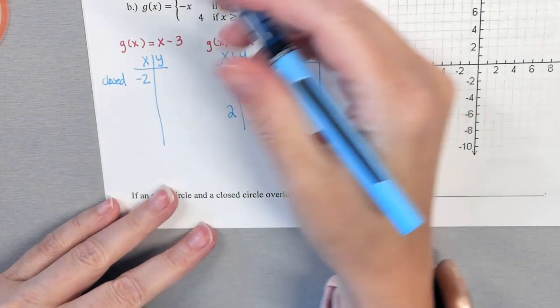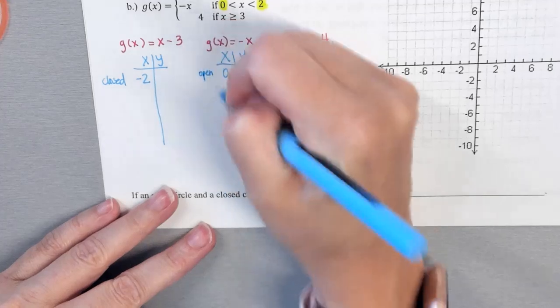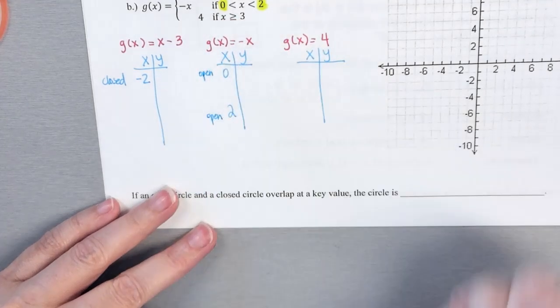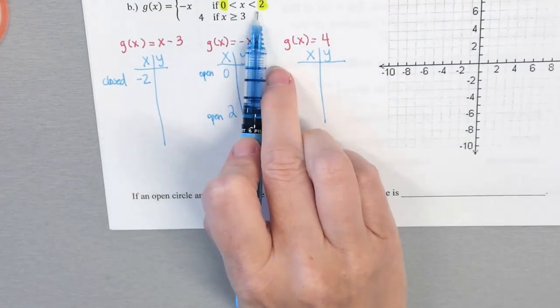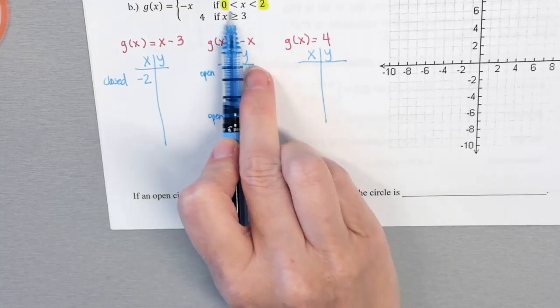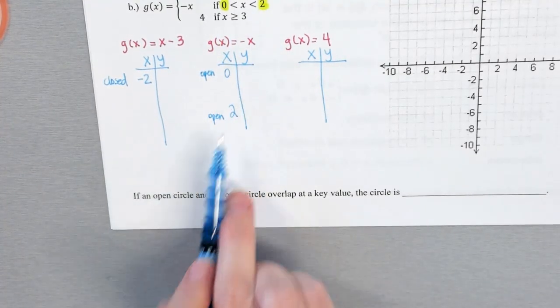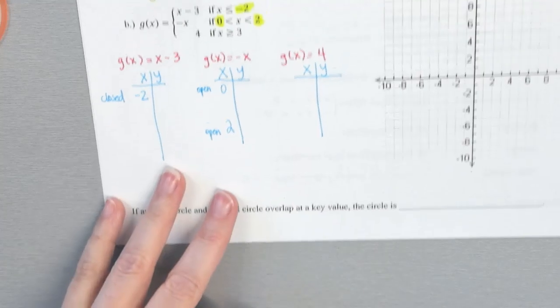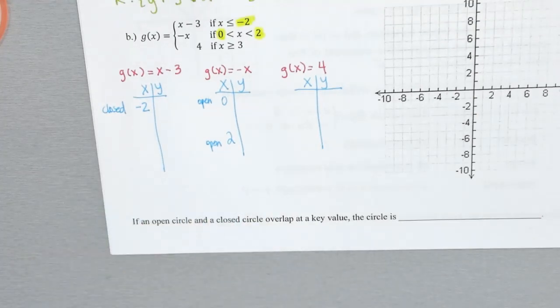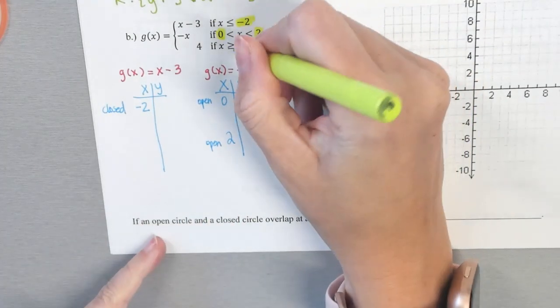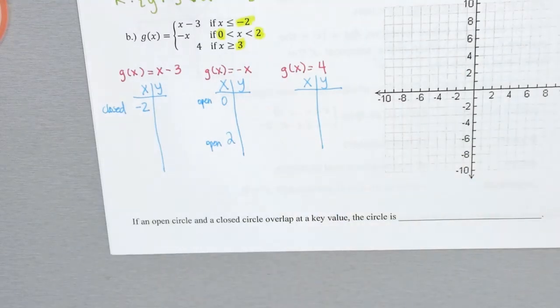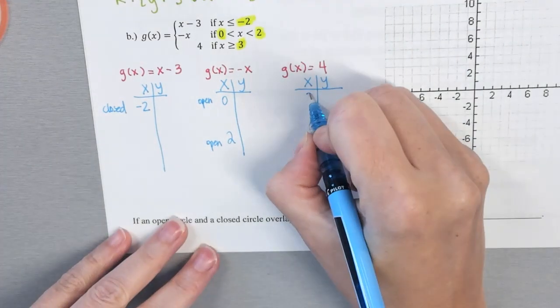Okay, if there's no equal to, this is an open circle, and this is an open circle. Now, because this goes from 0 to 2, I have 2 key values that I have to include. That's going to happen when you have more than 2 equations. And then the last one, I have to put the 3 on there, and that's going to be a closed circle.